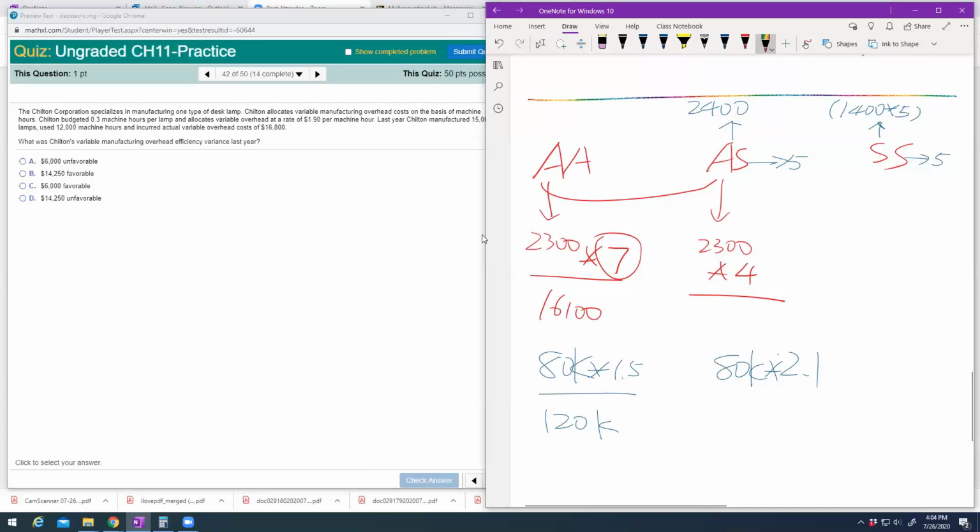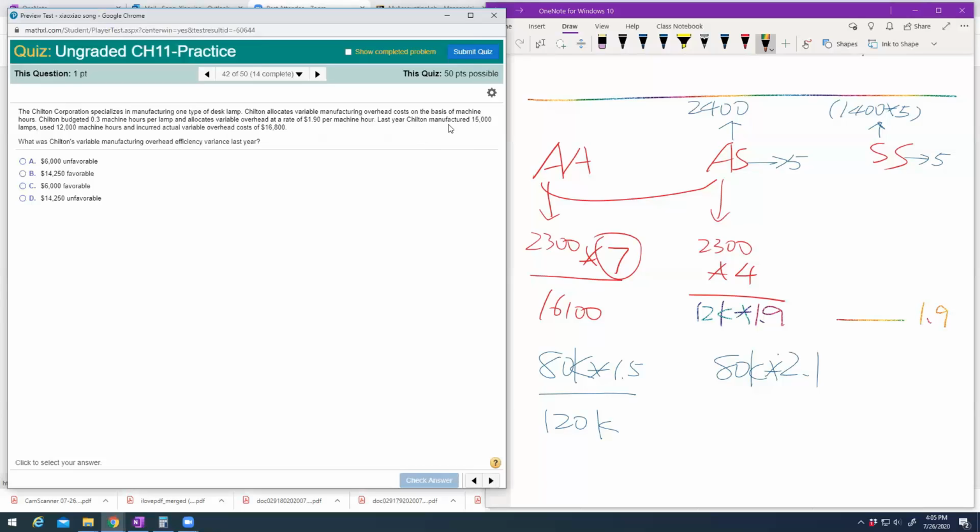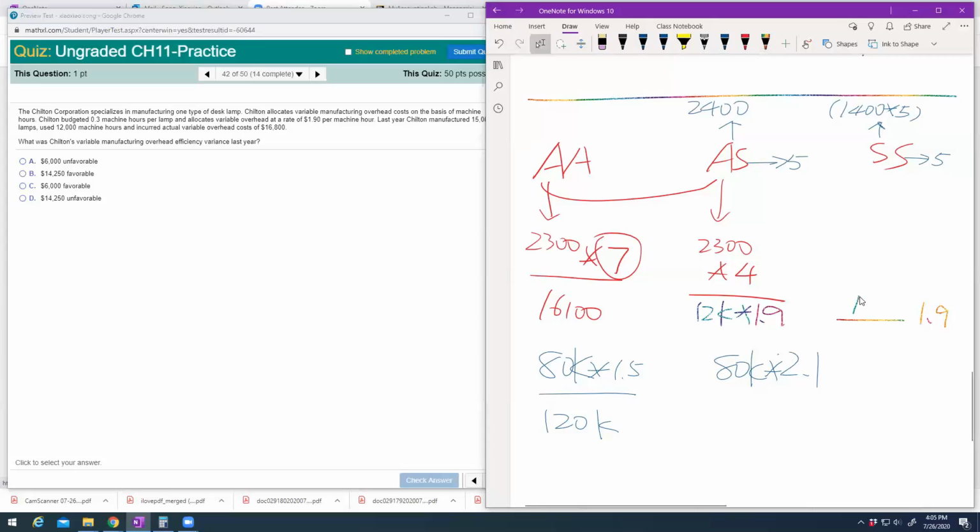So you said the actual, I think it's a similar question. You still use machine hour. Actual machine hour is 12,000, and then the standard rate is 1.9, right? So 1.9. And then the standard hour should be: you produced 15,000, and then each one you should allocate 0.3. So this is how you get the efficiency.